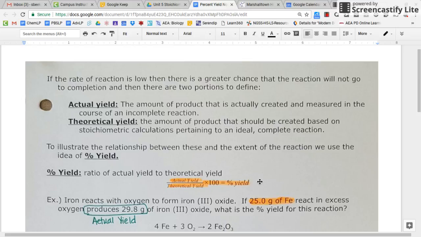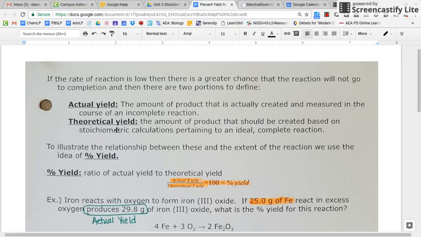To determine the efficiency of a reaction, you need two numbers to determine the percent yield. You need the actual yield. So if you're actually doing a lab and you made an amount of product, the mass of the product would be the actual yield. That's how much you actually get of the product if you're running the reaction.